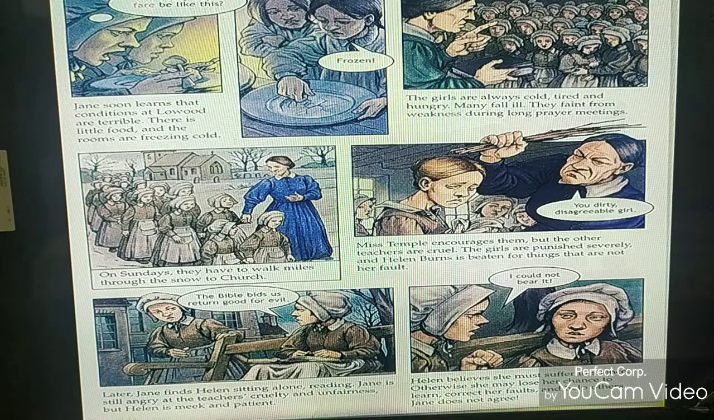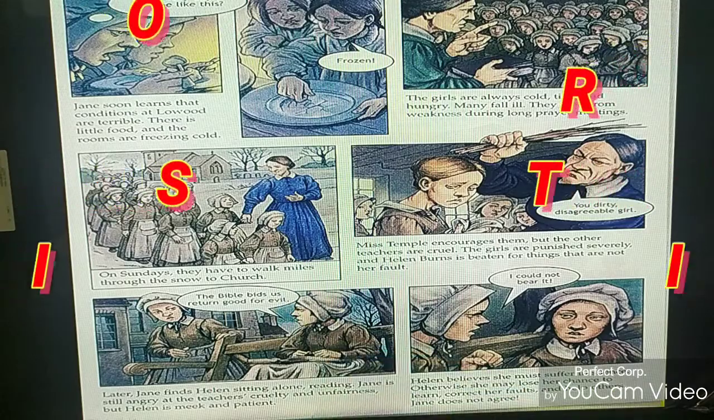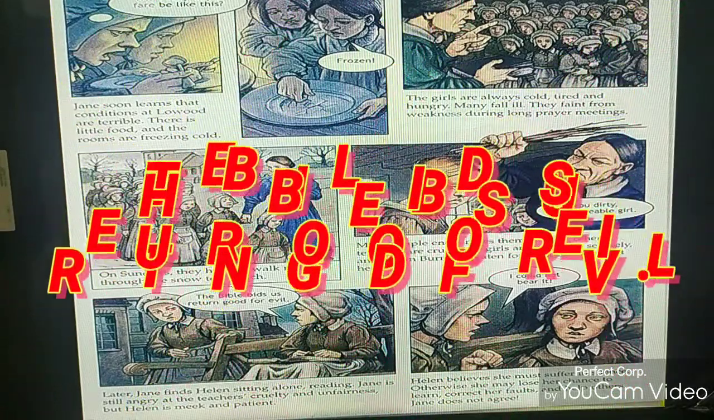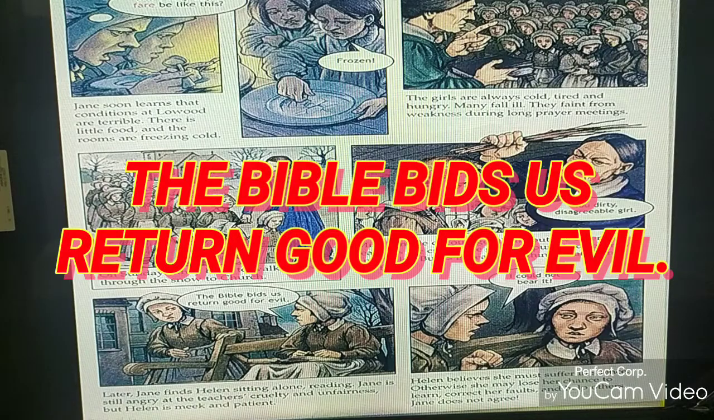Okay, so after all this happened, Jane became very angry inside, and later when she met her friend Helen, she seemed angry and also confused about why she should tolerate all this torture without her fault. So Helen replied to her that the Bible bids us. Here you can see this is a new word also. The Bible bids us return good for evil.